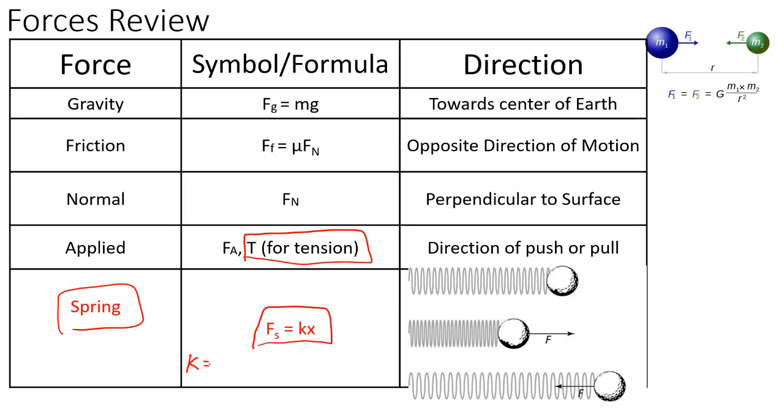The spring force equation is Fs, which stands for spring force, is equal to Kx. K is just a spring constant. The stronger the spring, the higher the spring constant. If you think of springs in your car suspension, those would have a very high spring constant. X is just the amount of displacement of that spring. So if you displace a spring, it will apply a force.